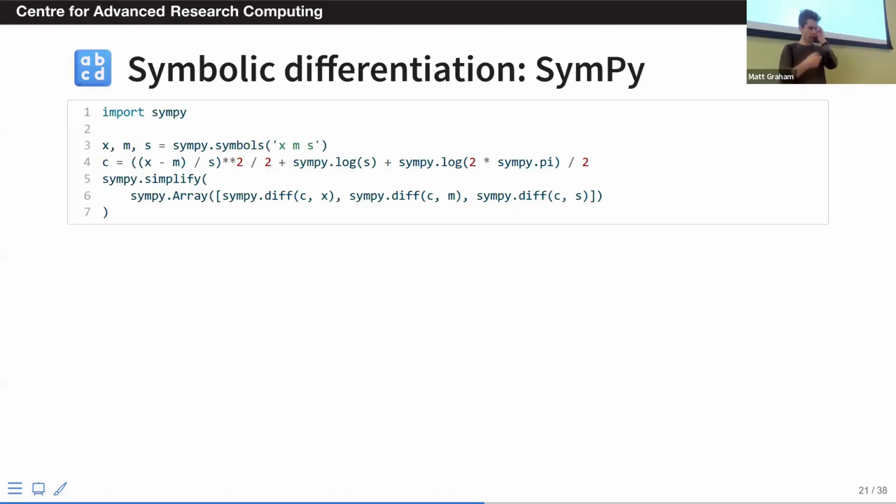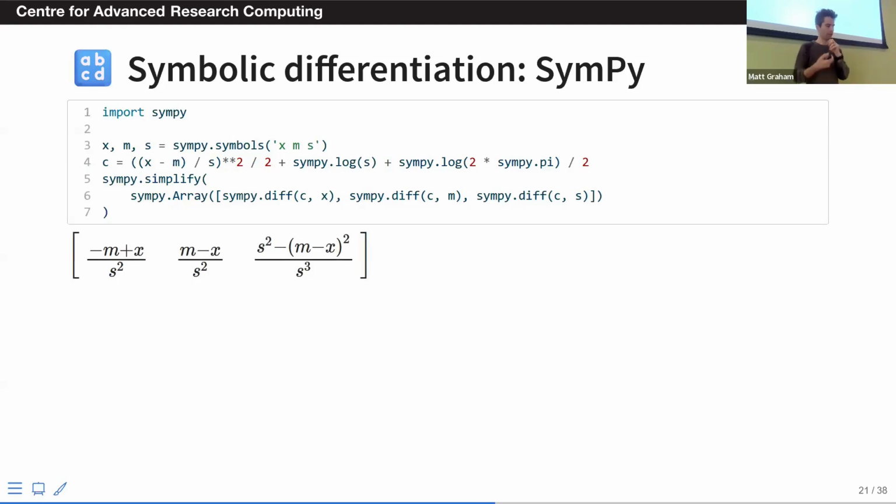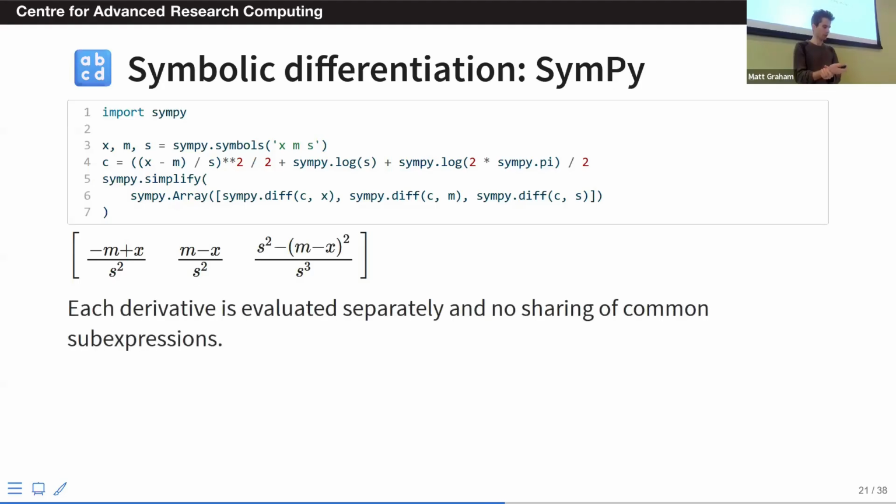So in Python at least, we could use something like sympy. We could define symbolic variables for each of the different inputs to that function, build up an expression for that negative log density in terms of sympy's mathematical operations, and then apply the sympy diff function to that output with respect to each of the different input variables, and we'll get something that might render as shown here as these symbolic expressions for each of those different derivatives.